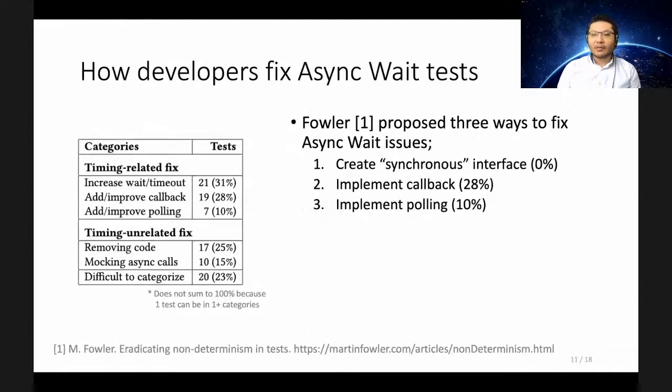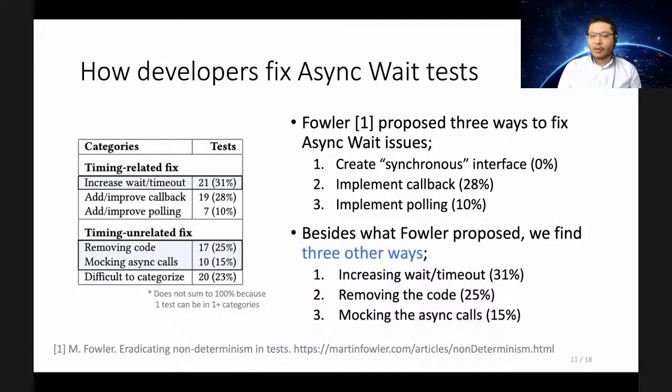In terms of how developers are currently fixing flaky tests, specifically the async wait ones, some people have proposed 3 different ways to address these issues. The first one is to create synchronous interfaces. The second one is to implement callbacks. And the third one is to implement polling. At Microsoft, we see a number of developers implement callbacks and polling.